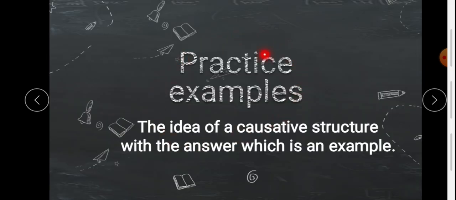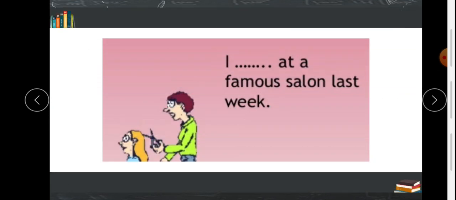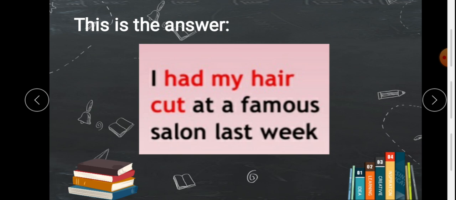Let's practice some examples. Remember, here you have the causative structure. Look at the picture. What's going on here? I at a famous salon last week. What is the verb? Excellent. I had my hair cut. Thank you for your participation.